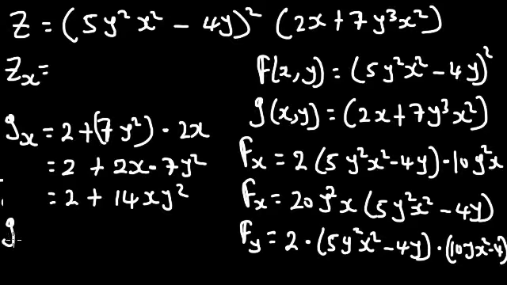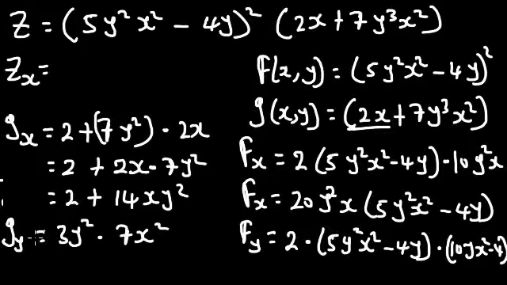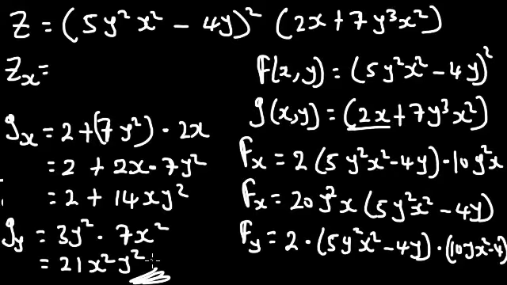Now likewise, our g sub y will be equal to, so we are differentiating partially with respect to y. This will become 0 as there is no y term, and we are treating 7x squared as a constant. Thus, we have 3y squared multiplied by 7x squared, and that gives us 3 times 7, that's 21. So we have 21x squared y squared, and this is simply our g sub y.